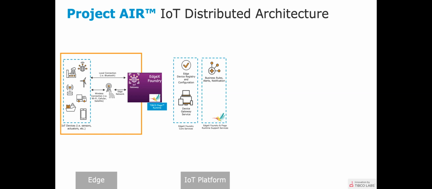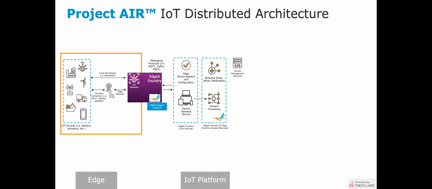So in combination with the framework and Flogo, we do the device registration and the configuration. Through the interface, users can set the business rules that they want to use on a specific IoT event. They can define alerts based on those events, and notifications, and we do that leveraging standard protocols like Kafka and MQTT.